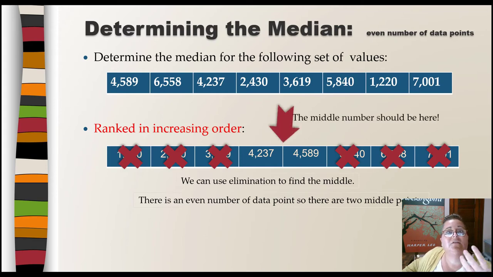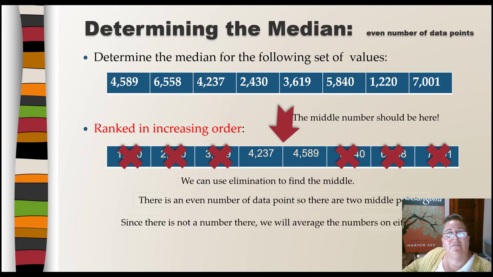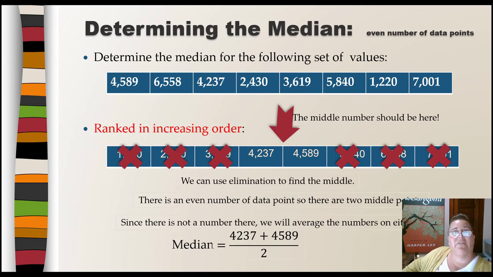How do I find what number is right between those 2 data points? I take the average. The median would be 4,237 plus the 4,589, and I divide that by 2. And if I do that, I get the number 4,413. That would be my median for this data point.